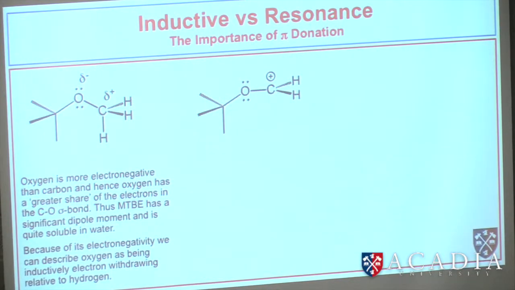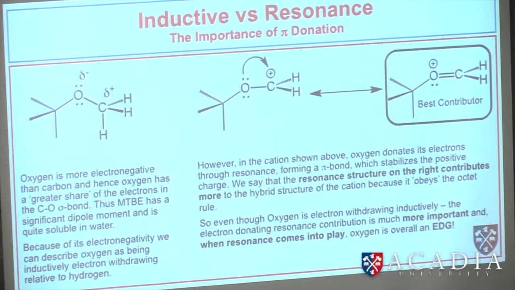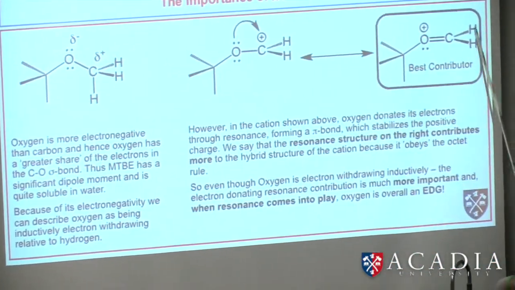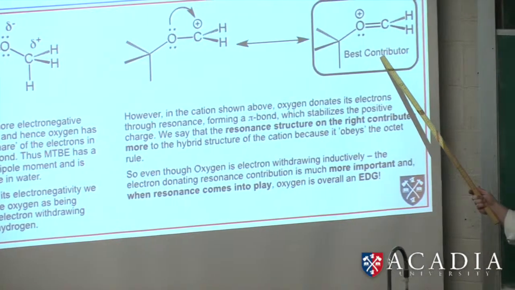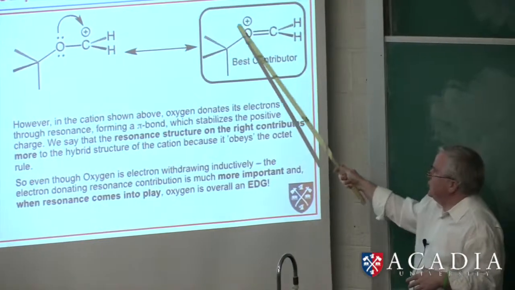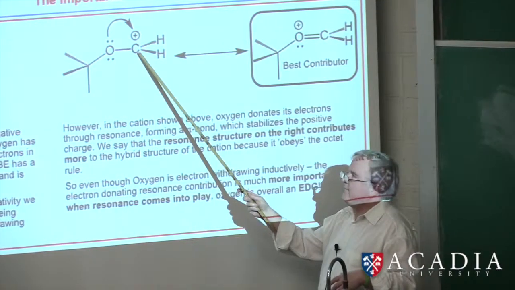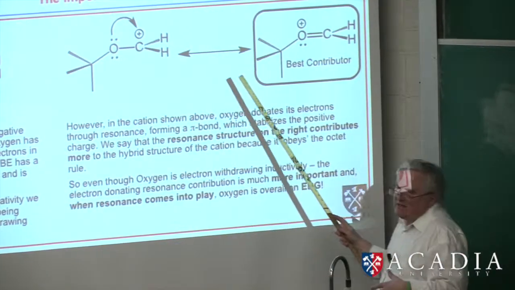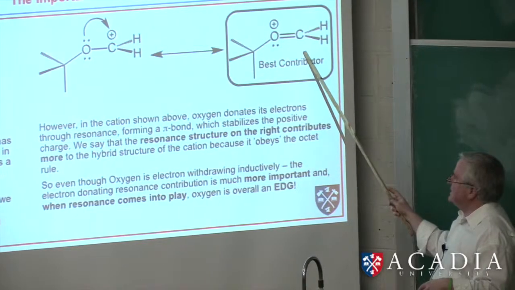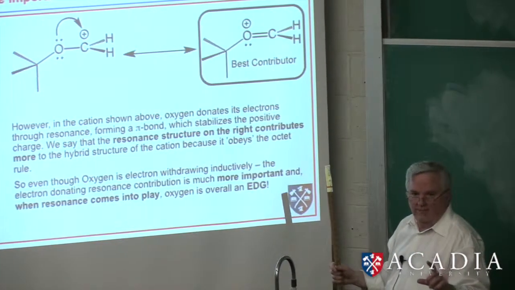But then we also know that if we make this cation, we see to the right here, we can draw a resonance structure. And we talk about this as being the best contributor to the overall structure of this particular cation because this one has an octet of electrons on all of them. This one does not have an octet of electrons on carbon. So organic chemists anyway will talk about this as being the best contributor to the real, true hybrid structure of this cation.